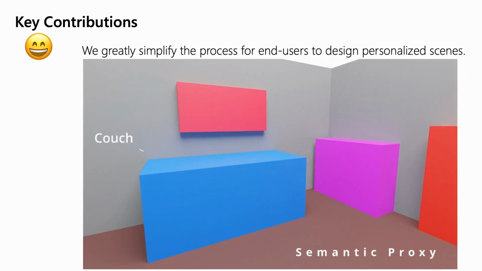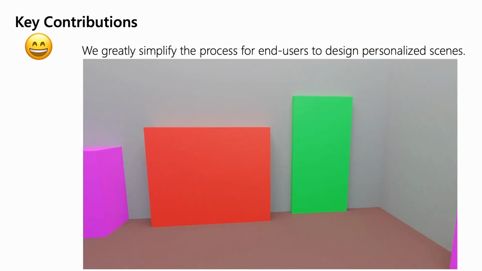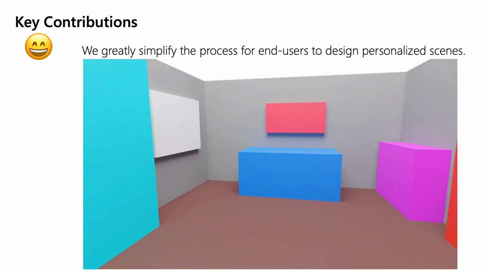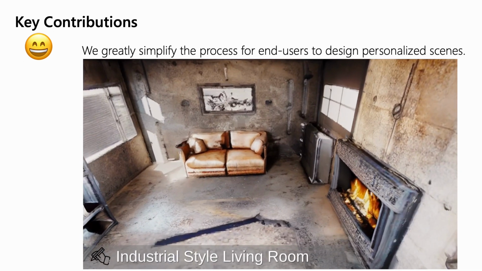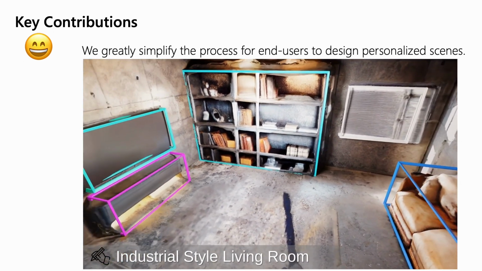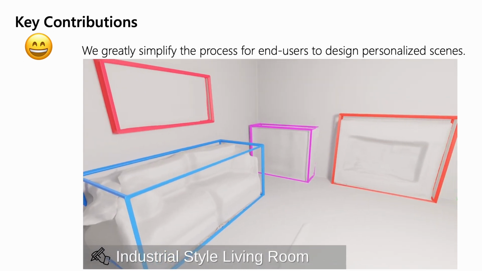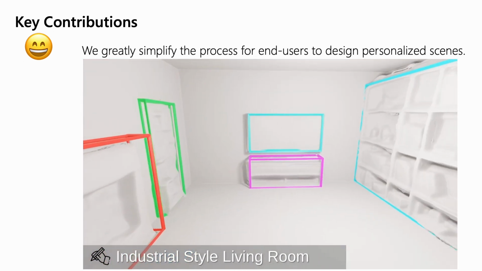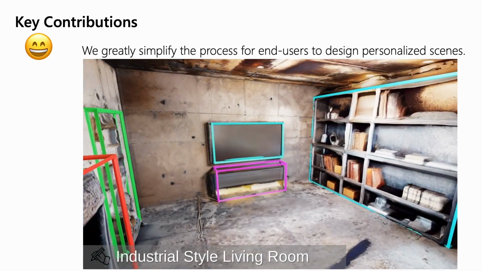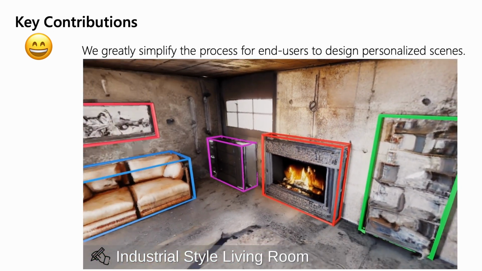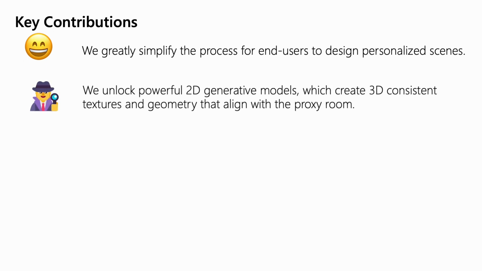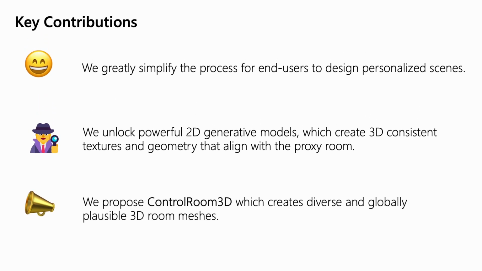A central element of our method is the 3D semantic proxy room, which allows the user to specify semantic bounding boxes and textual descriptions of the desired room style that then serve as a rough outline for the generated room layout. Our key insight is that this 3D representation, when rendered to 2D, provides valuable geometric and semantic information. This information can be used to control powerful 2D generative models. Leveraging this insight, we present technical components to enable coherent and seamless 3D textures and geometry.